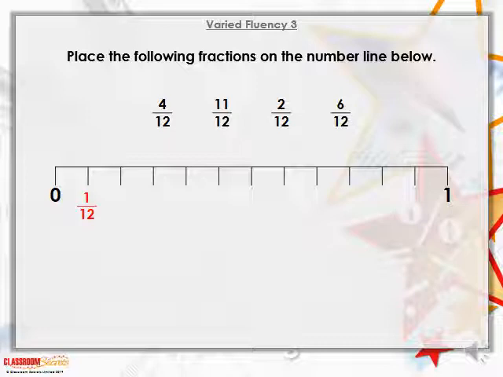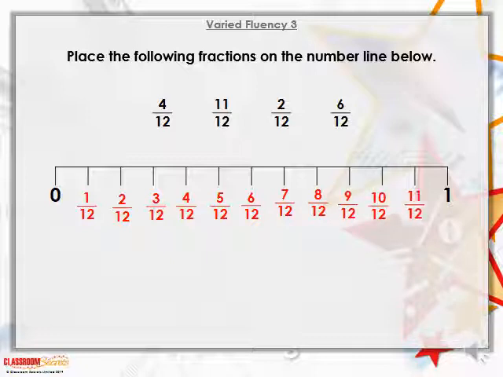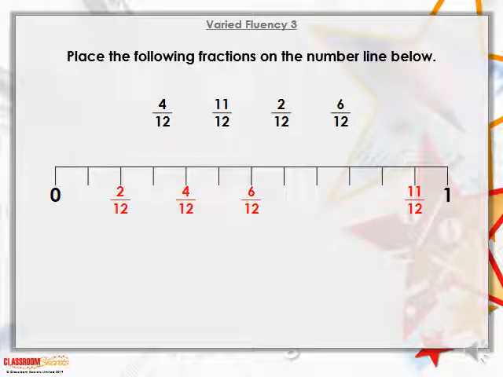The second one on the number line would be 2/12, 3/12, 4/12, 5/12, 6/12, 7/12, 8/12, 9/12, 10/12, 11/12, and finally 1 whole, or 12/12. Okay, so on a number line, these fractions would look like this.